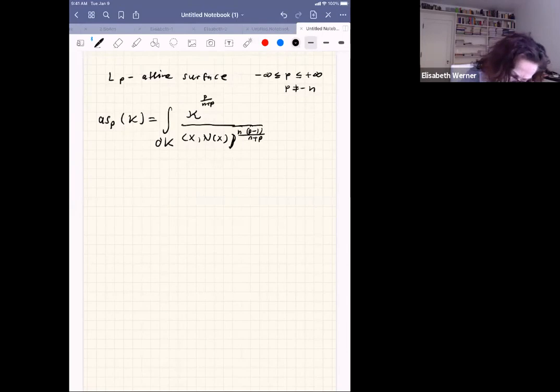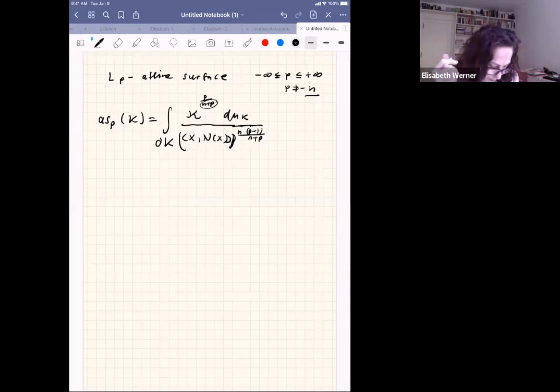And we integrate with respect to the usual surface area measure, mu K. So we see that p should be different from minus n, because otherwise we'll get a problem here in the denominator.